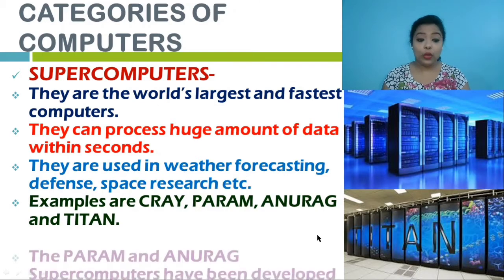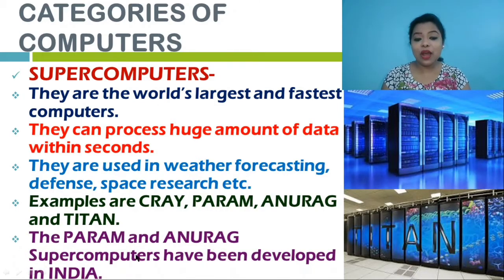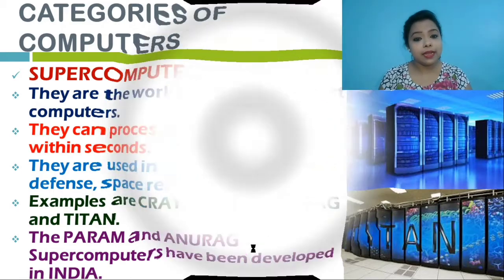Now the Param and Anurag supercomputers have been developed in India. This is one of the important information you should know. These two supercomputers, Param and Anurag, were developed in India only. Okay, now move on to the next one.